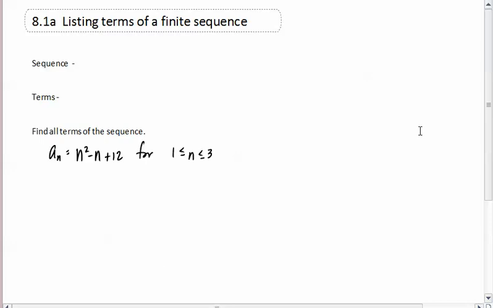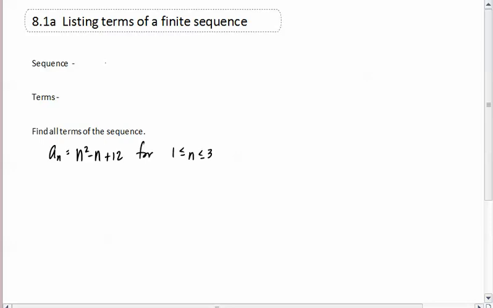All right, we're going to take a look at listing terms of a finite sequence, but before we do that, let's make sure we understand what we mean when we say sequence. A sequence is really just an ordered list of numbers, and it actually doesn't have to just be numbers, it's an ordered list. But for mathematical reasons, that's a little too vague for us in the math world. So we're going to say a little more.